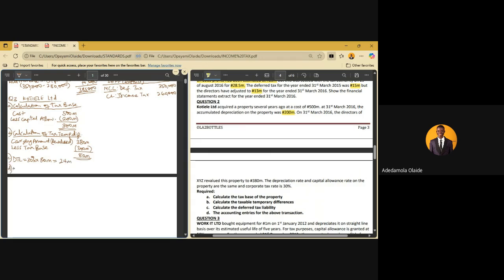D, we have to state the accounting entries. Because the deferred tax liability is arising on a revaluation surplus, we'll say debit revaluation surplus, credit deferred tax liability with 24 million.